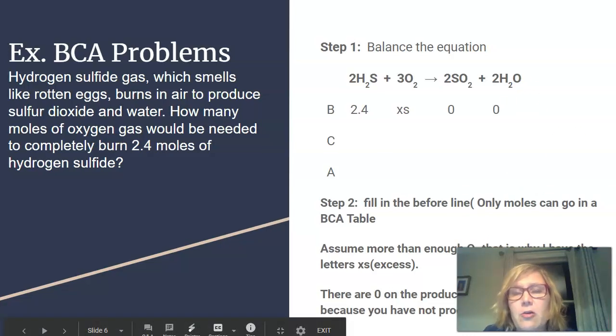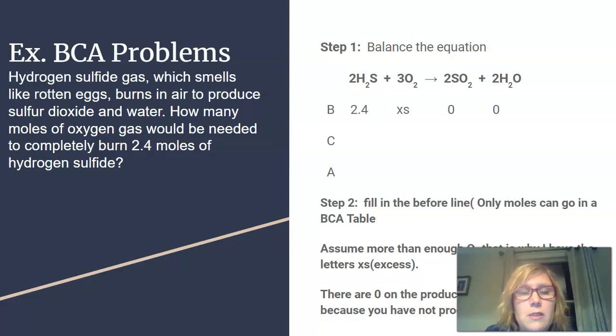Okay, so remember me saying how everything that goes in the BCA table has to be moles. If you look over here on the left-hand side, it says how many moles of oxygen gas would be needed to completely burn 2.4 moles of hydrogen sulfide. Okay, so we are given 2.4 moles, so there's no need to convert from grams to moles. It's already given to you. So if you notice here, I have 2.4 moles under H2S.